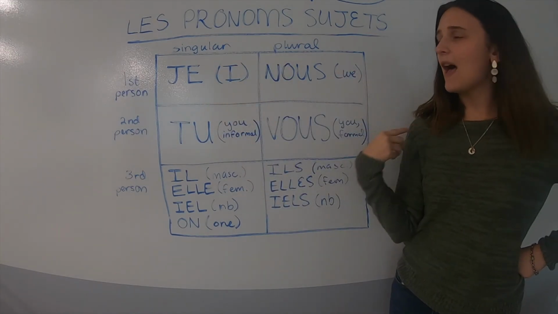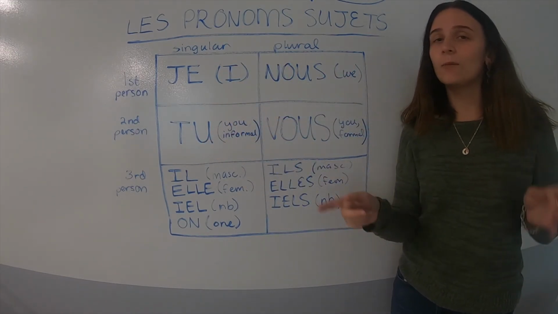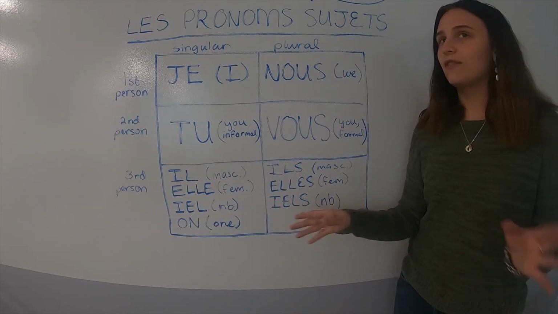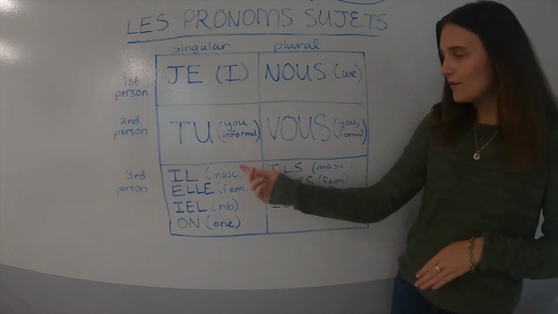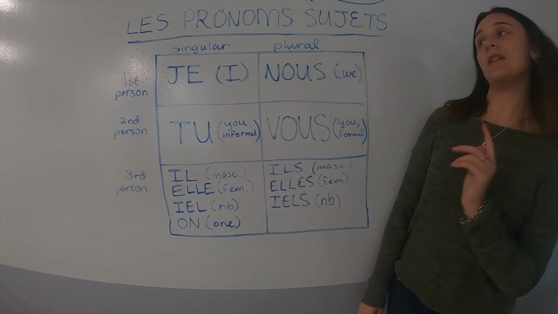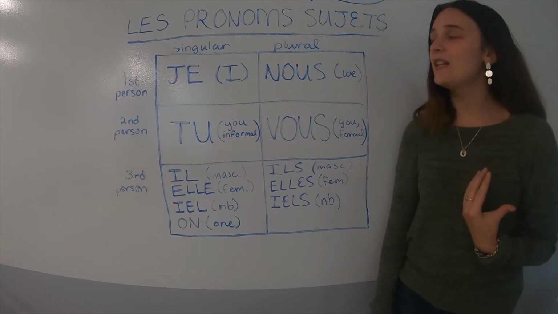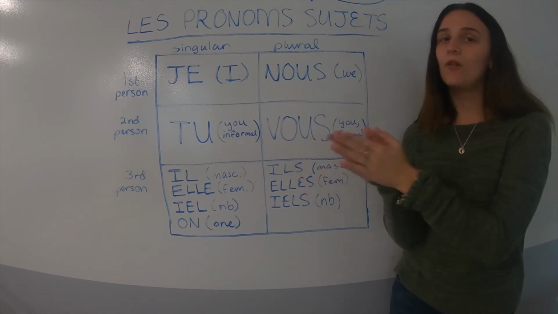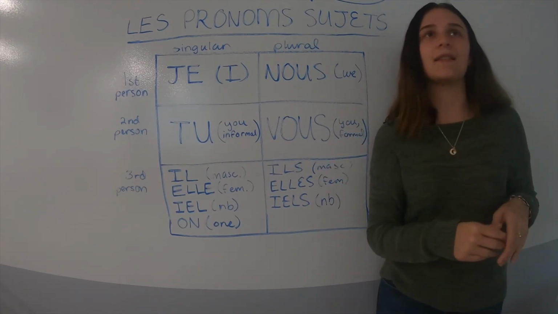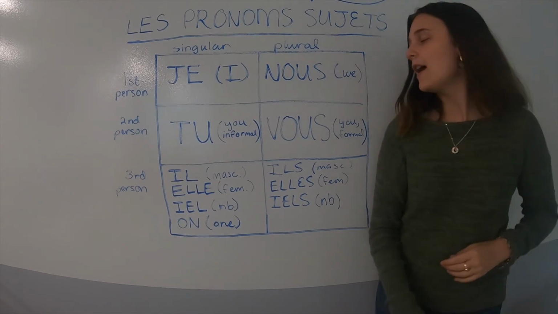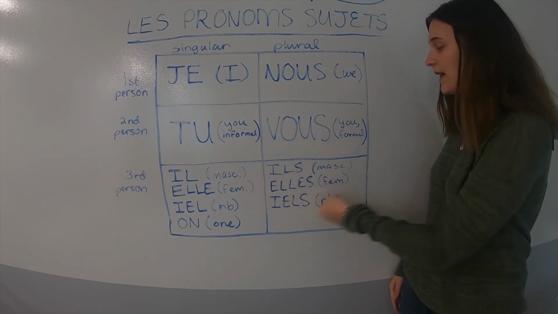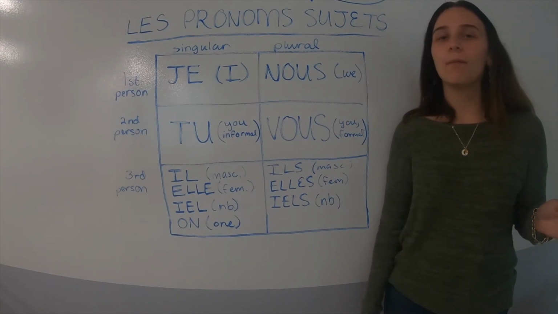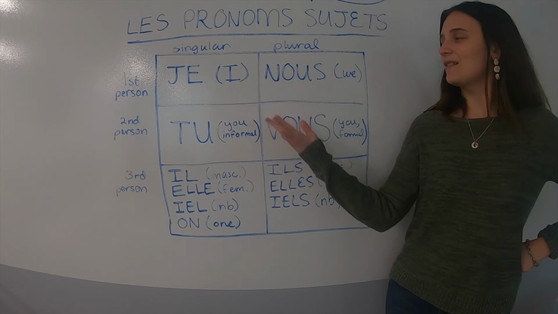So we have je, which is I, tu, which is you, informal, one person that you're talking to, il, elle, on, which are our different variations of the third person, and you can see right here which one is which. We have the plural, nous, which is we. We have the plural, vous, which is you, but multiple people, or formal if you're talking to someone like a teacher, a boss, or something. And we have ils, elles, which are our forms for the third person plural. All right, so that's our little review here.